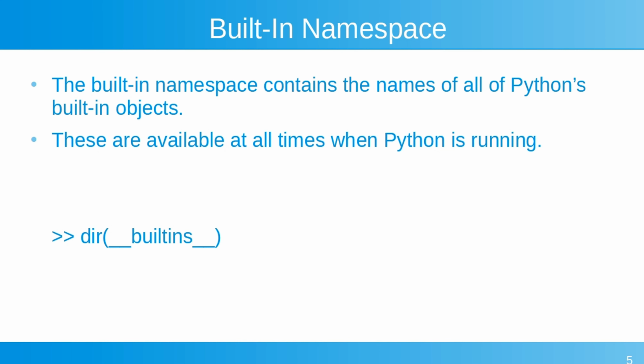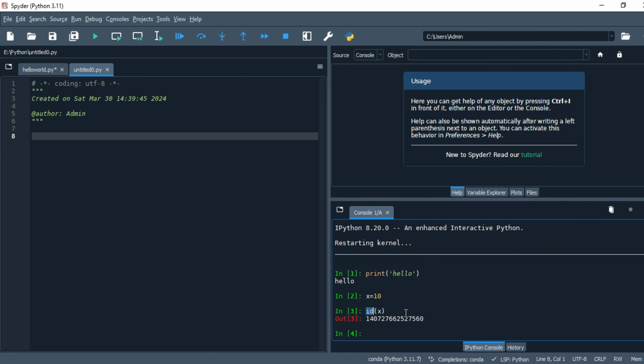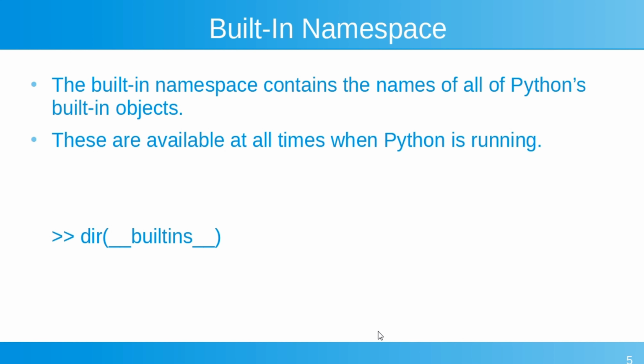So the built-in namespace is nothing but, when you start your program, the default functions and classes which are provided by Python will be loaded into your runtime. So we call this built-in. Built-in is something that's already there. So that's what we call it built-in, right? So when you start your program, all the built-in objects will be loaded. You can see the built-in objects using this keyword, __builtins__.